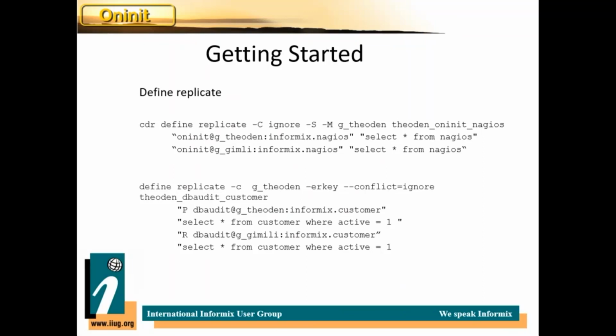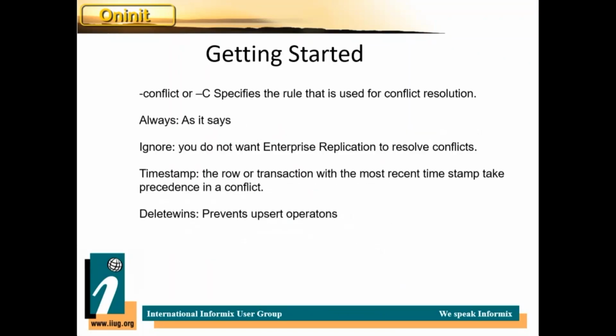So we've now got CDR up and running. We've got a replicant defined, and we're still not actually replicating anything. Okay, before we jump on that, let's just look at the conflicts. So the conflicts are, as it says, always, which basically means it will always apply. You really want to avoid that unless you're using a primary target application.